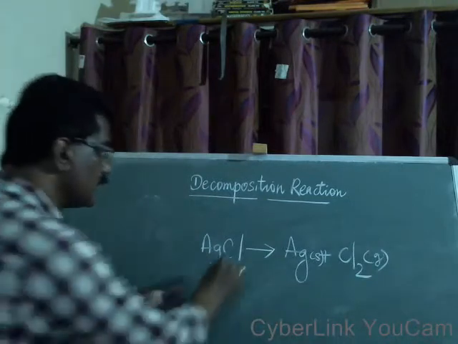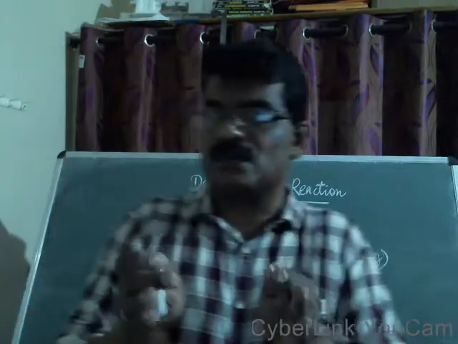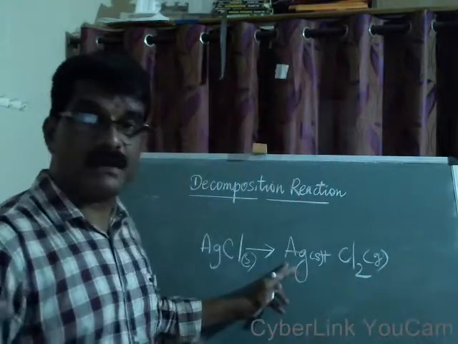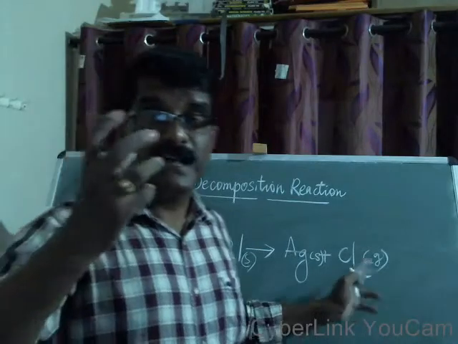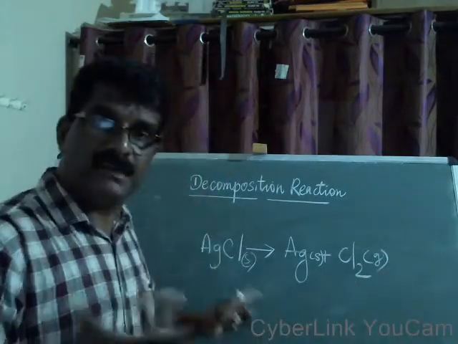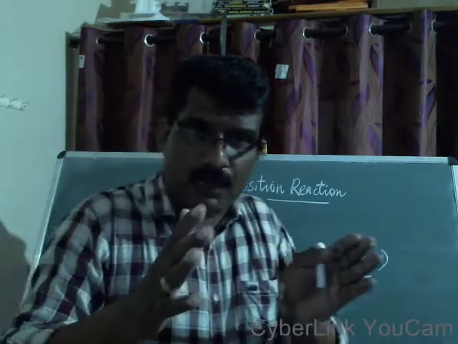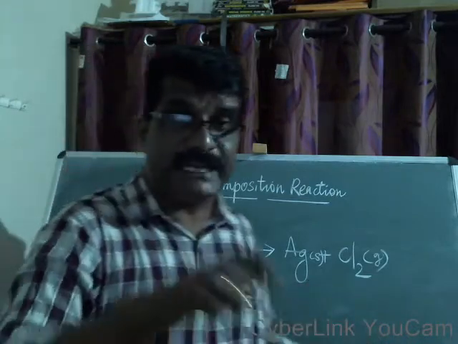Silver chloride is actually a white color solid. When it is kept in sunlight, it absorbs the sunlight and it breaks into silver, that is gray color silver, and chlorine. So this is an example for decomposition. Why? Because a single substance is broken down and produces 2 chemical substances. So this is an example for decomposition.